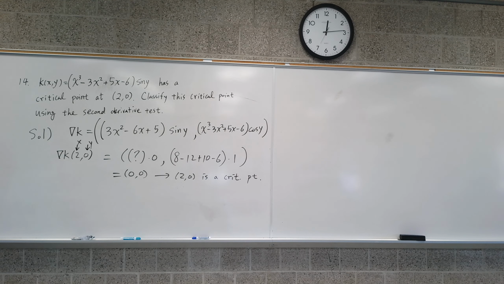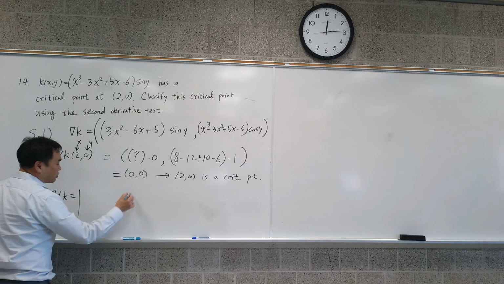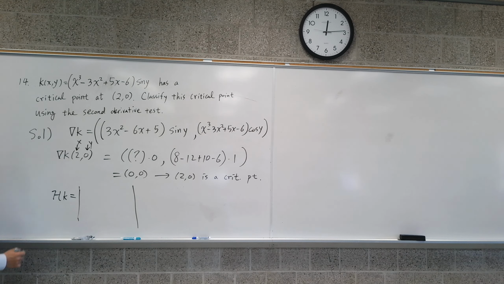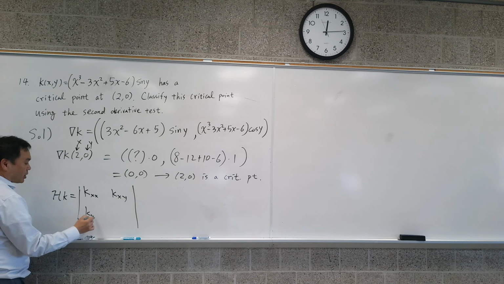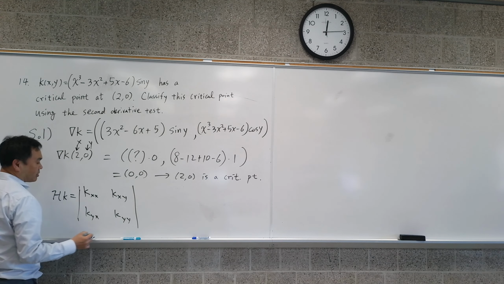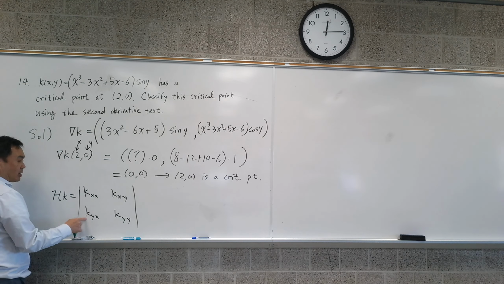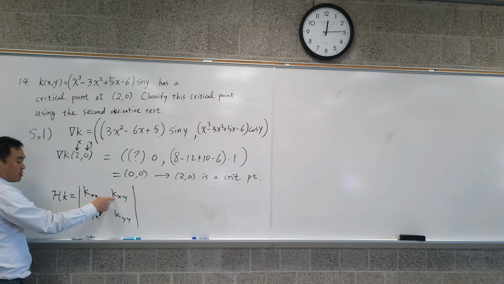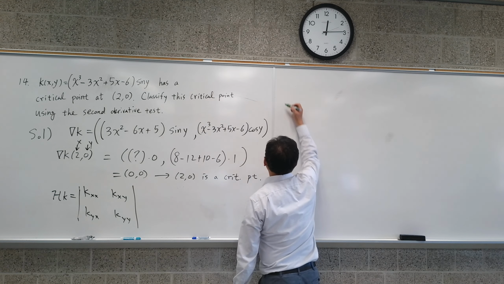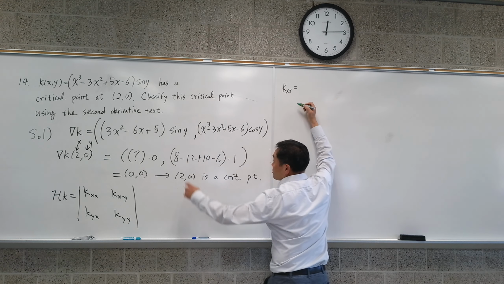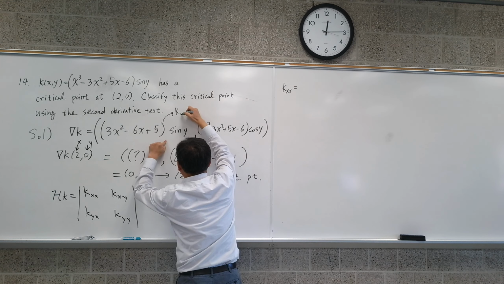Okay, now since it's a critical point, let's calculate the Hessian. So the Hessian of k is this matrix of second derivatives, right? So you have to differentiate twice in x, or x and then y, or y and then x, and then y twice. And it's always the case that these two are the same, so you don't have to calculate this separately. Just calculate this and put it over here. Okay, so what is kxx? Well, this is k differentiated by x once.